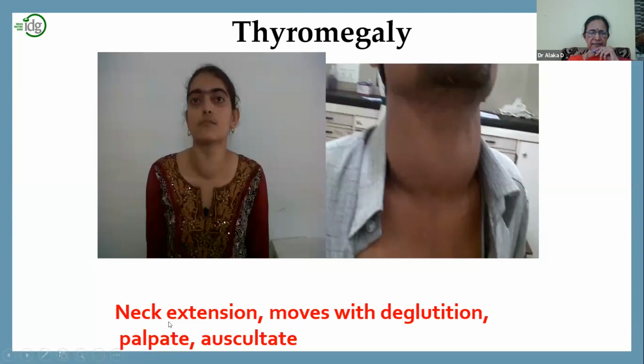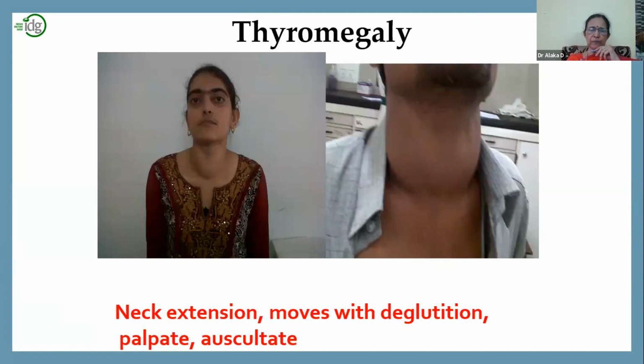Then you can palpate the thyroid. When you are palpating, you should stand behind the patient and then palpate the neck. Okay, you see the consistency of the thyroid, you see the extent of the thyroid, and you can see if there is any lymphadenopathy, and then you can even auscultate the thyroid. If you are thinking of hyperthyroidism with increased blood supply to the thyroid, you will get a vascular bruit. So neck extension, movement with deglutition, palpation, and auscultation.